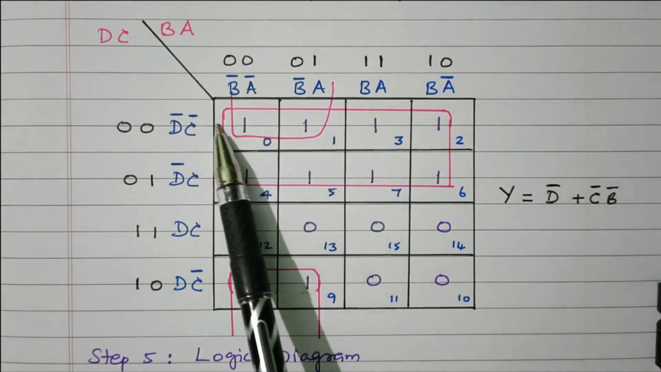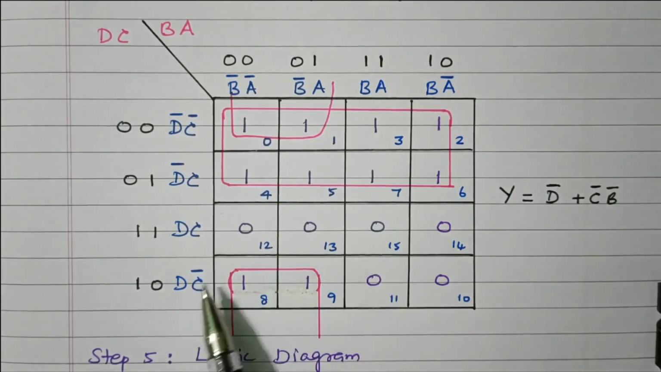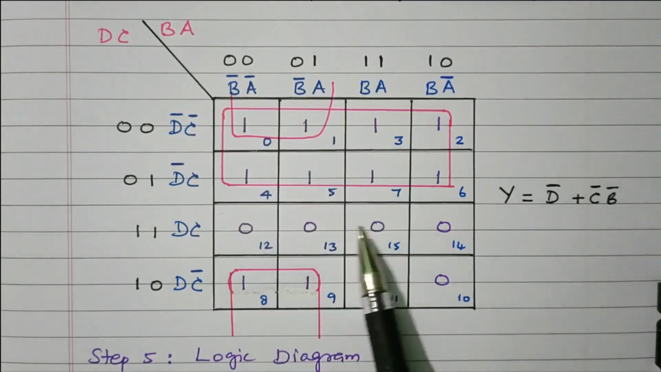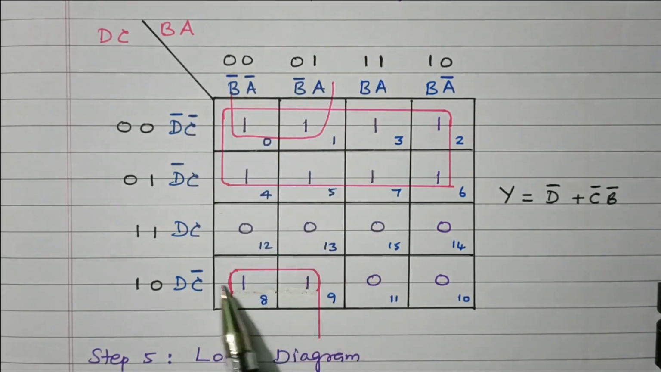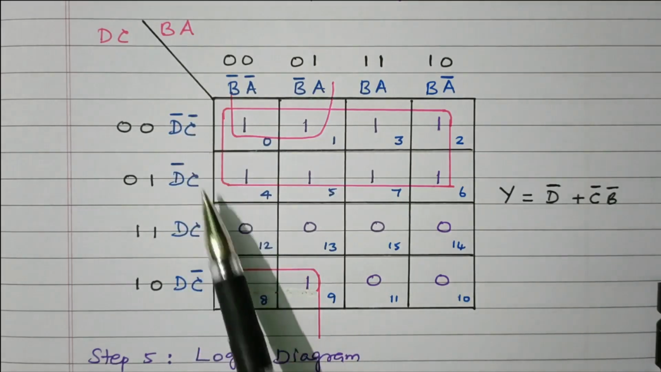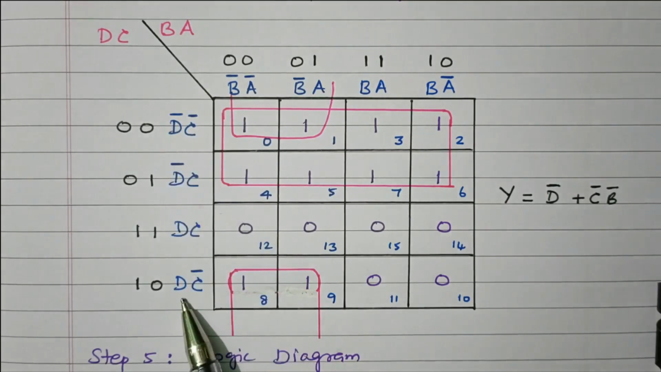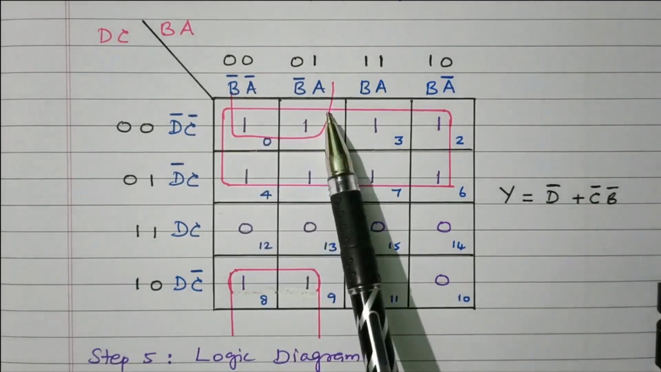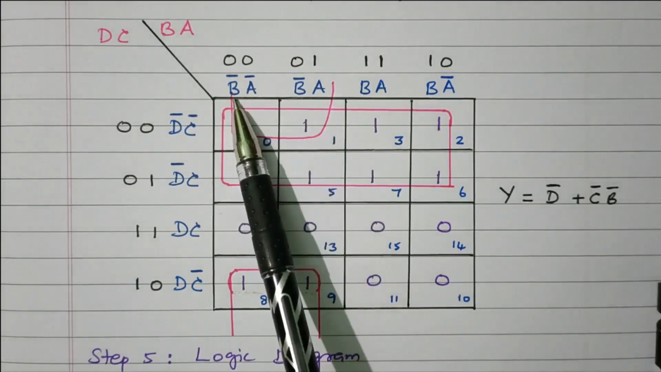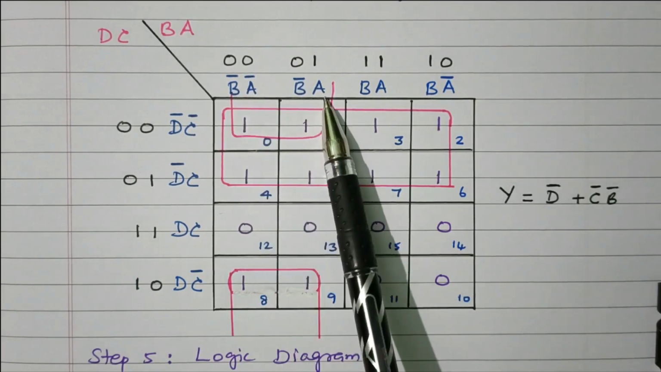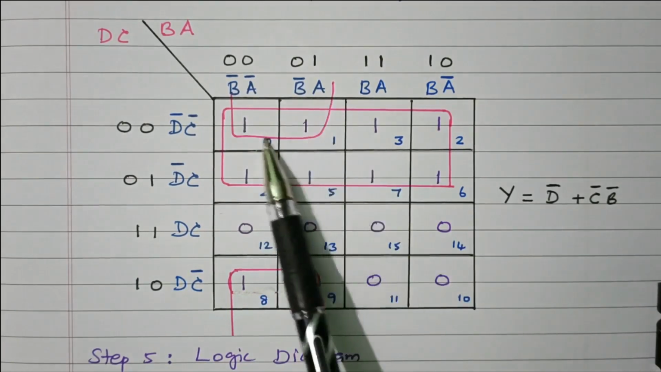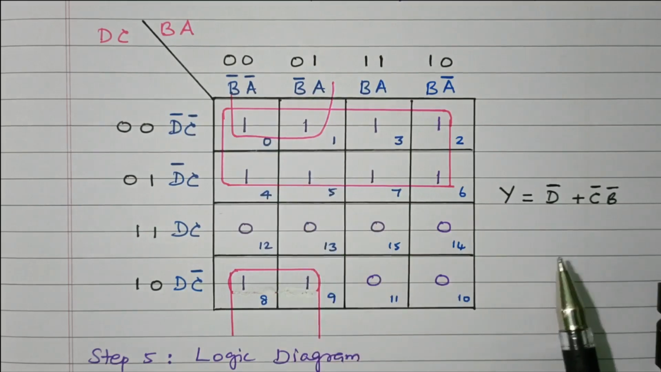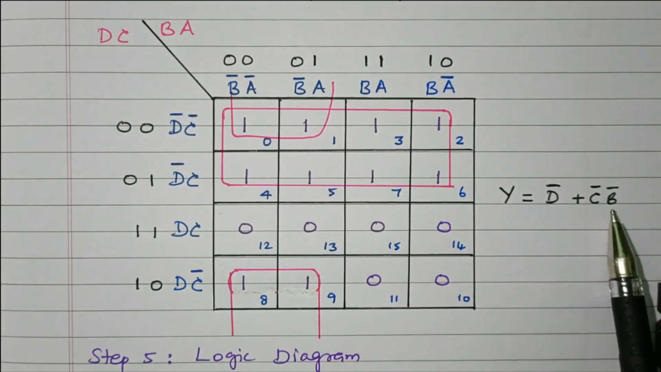We have to refer to the corresponding first row and fourth row, similarly first column and second column. First we will refer to the first row and last row. D bar C bar, D C bar. So C bar is available commonly. D bar, D got cancelled. Only C bar. The C bar is written. Now we have to refer to the first column and second column. B bar is available commonly. A bar, A got cancelled. So B bar. So grouping these 4 cells, we got C bar B bar. So the reset logic y equals D bar plus C bar B bar.